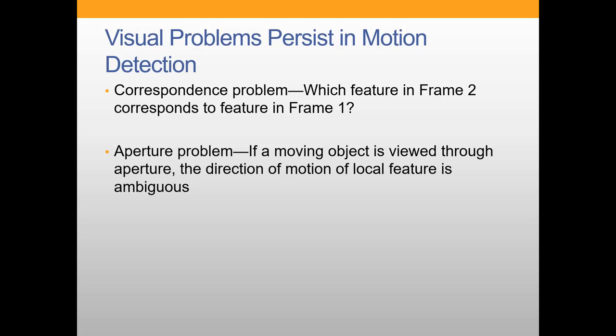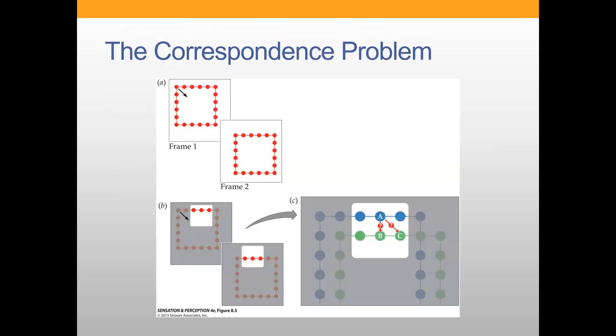One other potential issue that we have to work around is what is called the aperture problem. If I look at a moving object viewed through an aperture, we are actually not able to figure out the direction of the motion of that local feature. And I'll give you a few examples to help explain both the correspondence problem and the aperture problem.